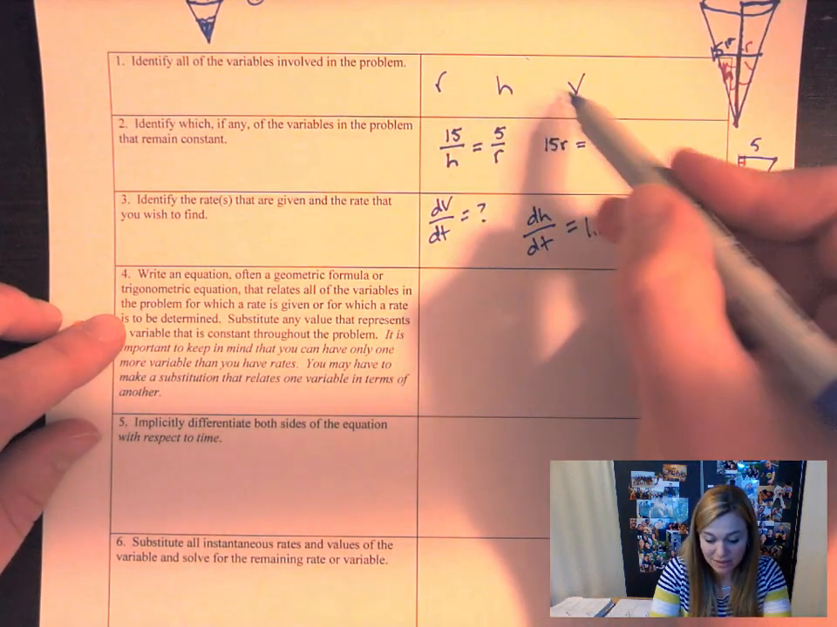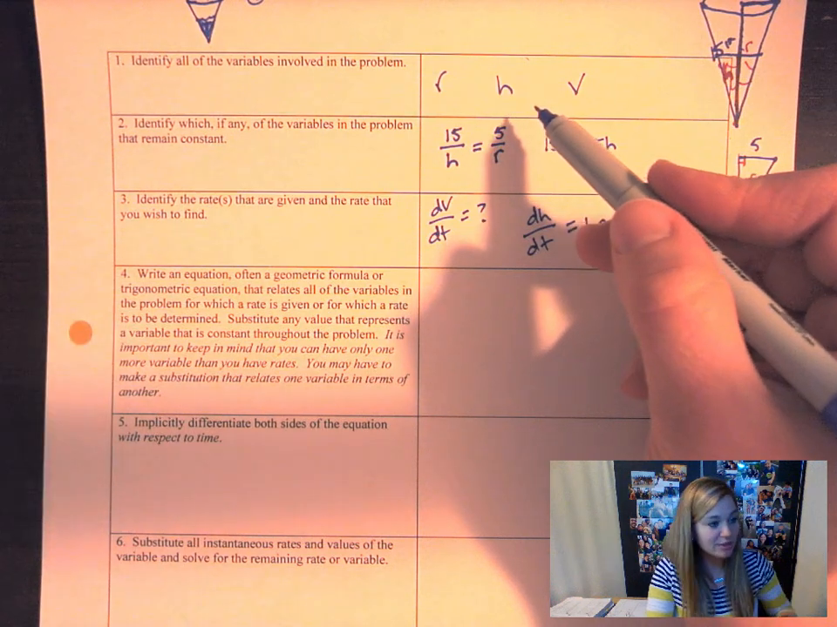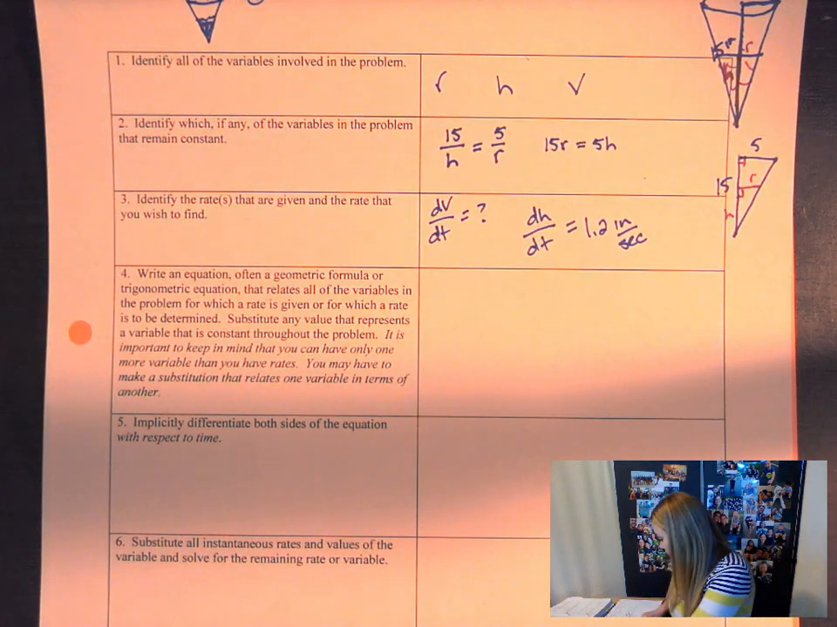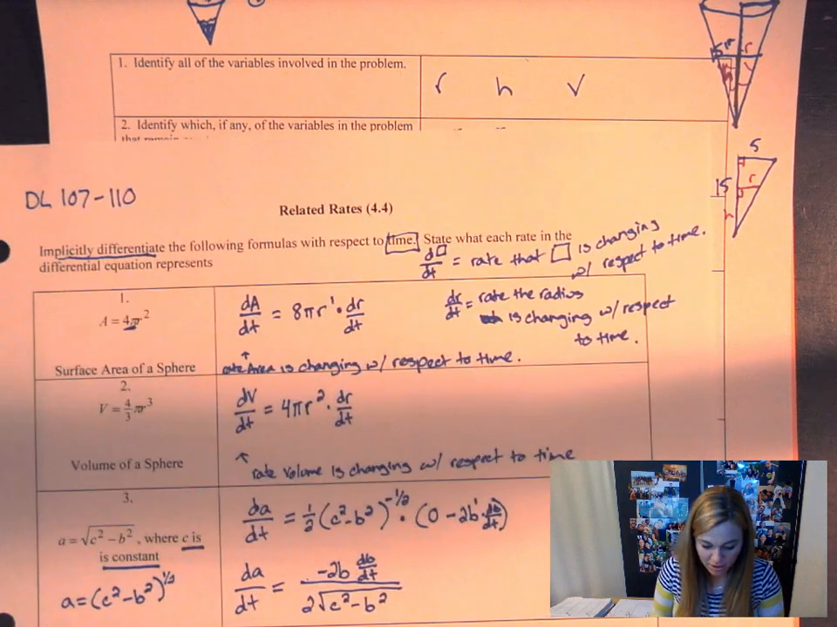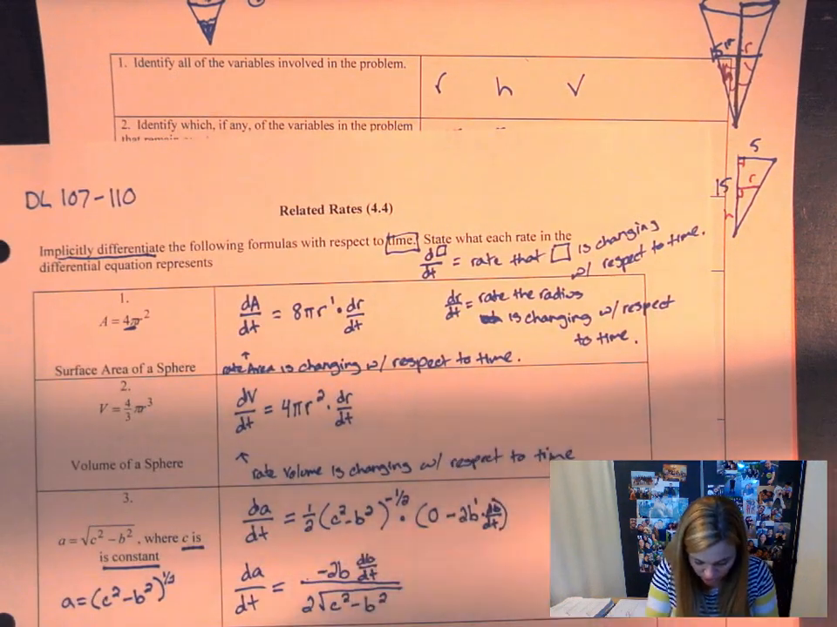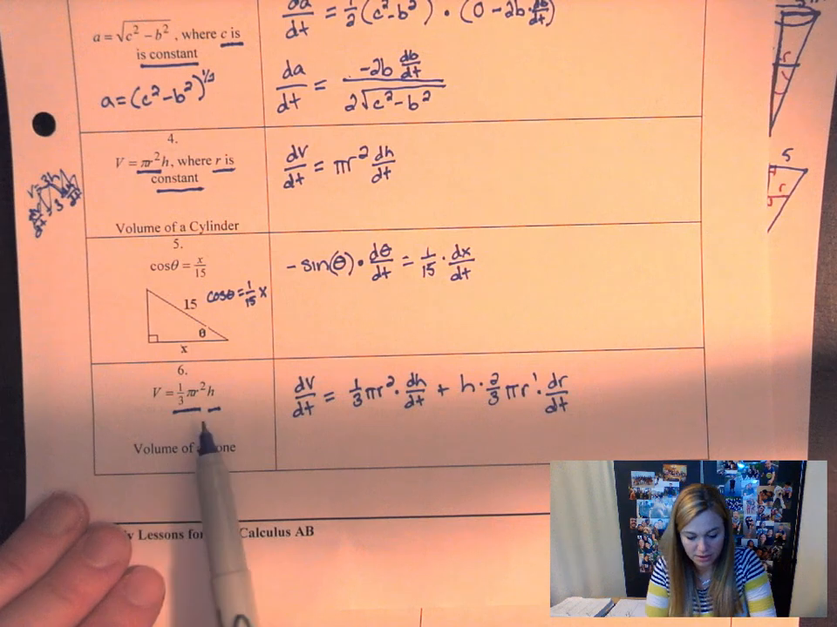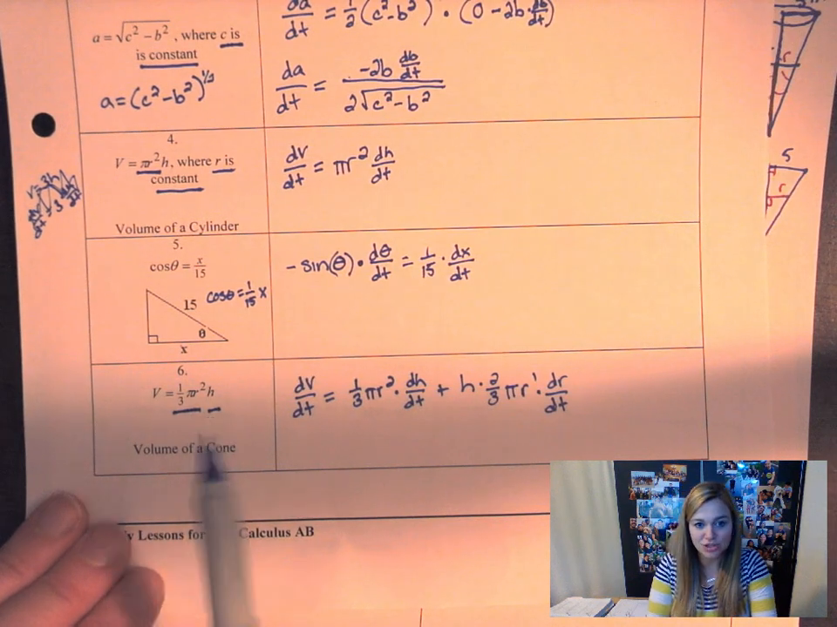So I've got the V, the R, and the H. So I want something with the volume of a cone. The volume of the cone, if I go back a few days, I think it's on that first page that we did. The volume of a cone, yeah, there it is: 1/3 pi r squared h.